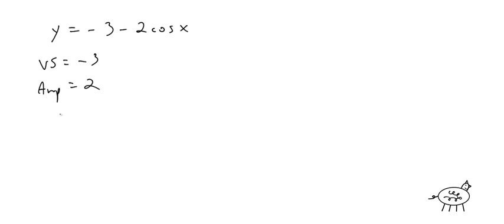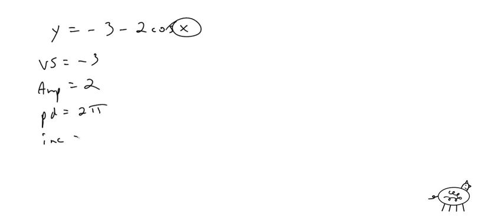Okay, let's try another one here. y is equal to negative 3 minus 2 cosine of x. That's a vertical shift, and vertical shifts can be negative. That makes sense. Vertical shift is negative 3. Amplitude is positive 2. The period for this one, of course, it's just x, so it's like the old days. So period is 2 pi.